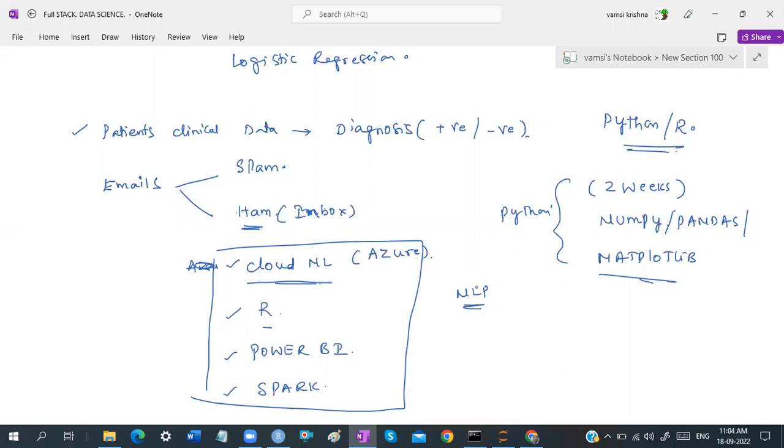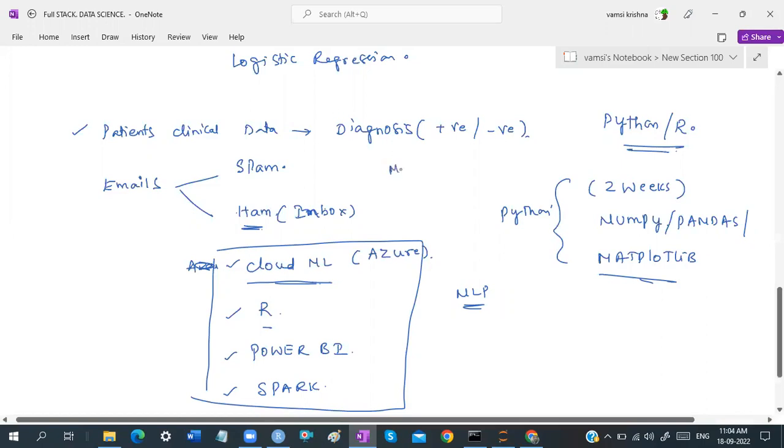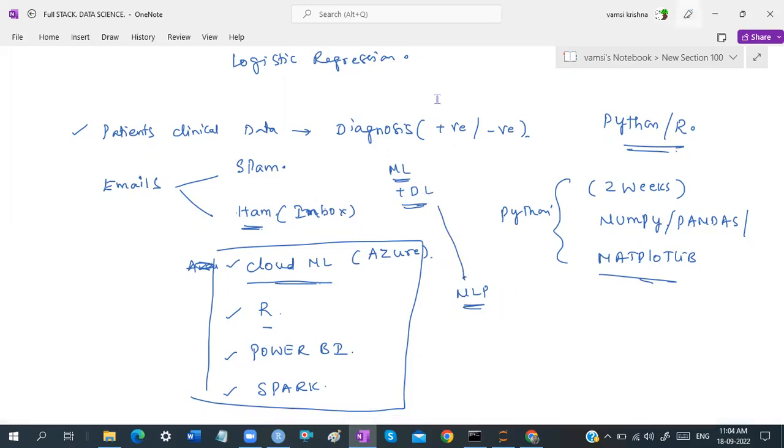Remaining are going to be just 2 days, 3 days. Cloud ML is going to be 2 days. R is going to be 1 week. Power BI is for 2 to 3 days. Spark is also for 2 to 3 days. These are all additional things, guys. They are not mandatory things. It is just a skill which we have to have some idea about. But our main topics are machine learning and deep learning, which are our main important topics. Plus, along with that, NLP is also one of the topics, guys.